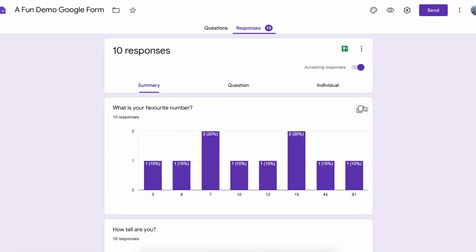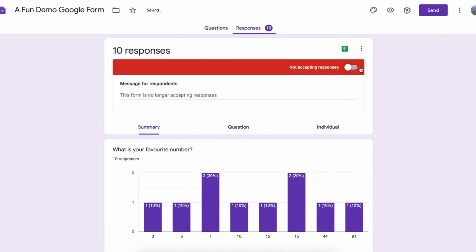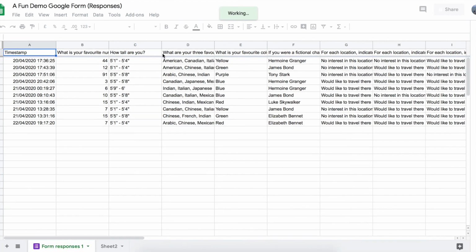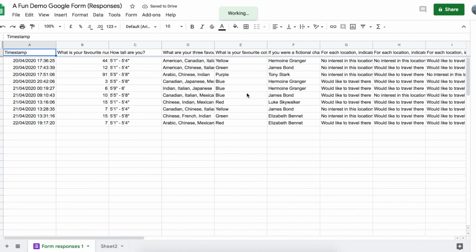So the first thing that we're going to do after looking over the overview data is we are going to make sure that when we've got all the responses that we want, we're going to turn off accepting responses. Okay, now the form is closed. We're not going to have more people adding data to our survey. The second thing we're going to do is we're going to click on this icon here. It's going to give us our responses in Google Sheets.